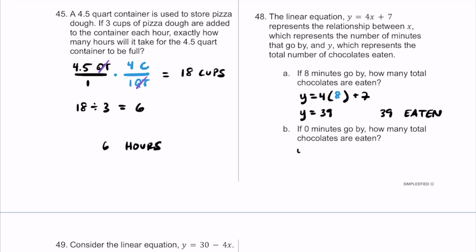Then in the second scenario, what if 0 minutes go by? So we have 4 multiplied by 0. So it's 4 times 0 and then add 7. And so 4 times 0 is 0 plus 7. So if x was 0, then y would be 7. That means 7 in total are eaten. And hopefully that makes sense because 7 were already eaten, and if no time goes by, there's still only 7 that are eaten.